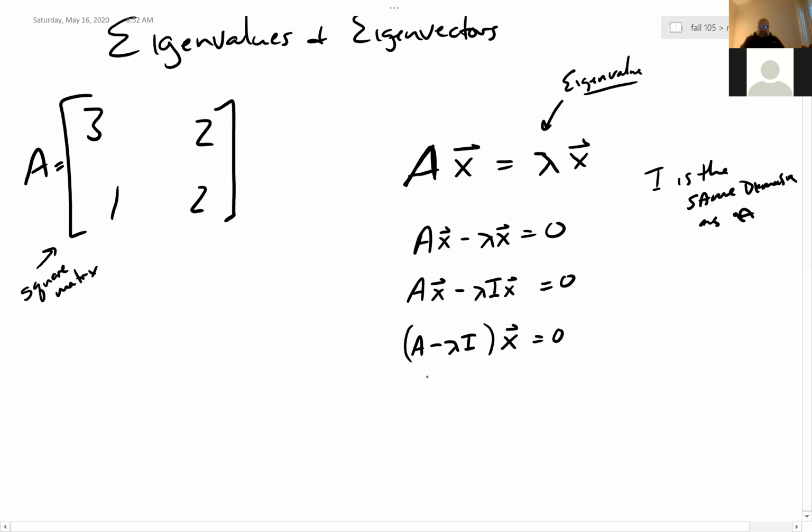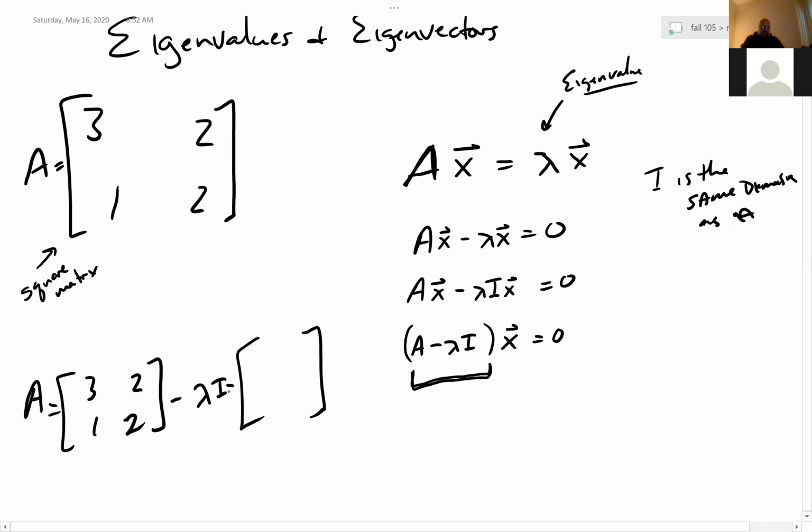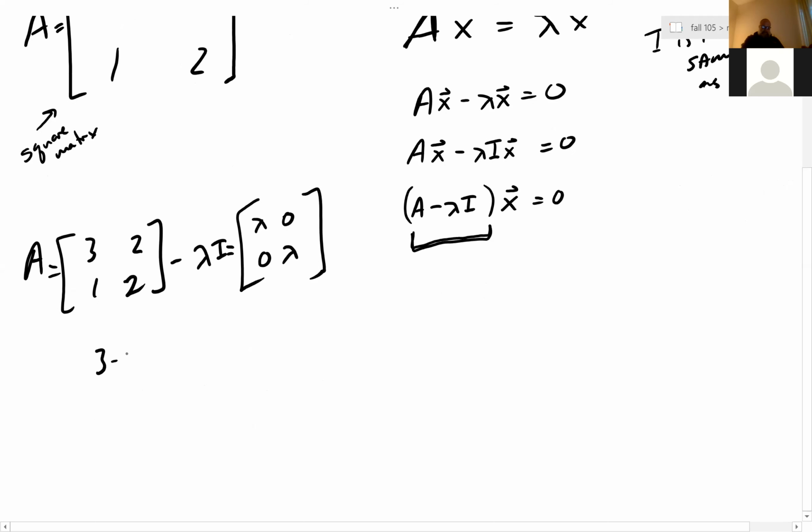And so what we're going to be doing is solving for values of lambda that make this true. That's literally all we're going to go about doing. And so when we do this bit right here, it's A, which is this guy, minus lambda times I, which is, oh, I shouldn't have written it that way. Well, I don't care, I'm going to write it this way anyway. It doesn't matter to me. And so what you end up with is 3 minus lambda, 2, 1, 2 minus lambda. Okay, so this is A minus lambda I.